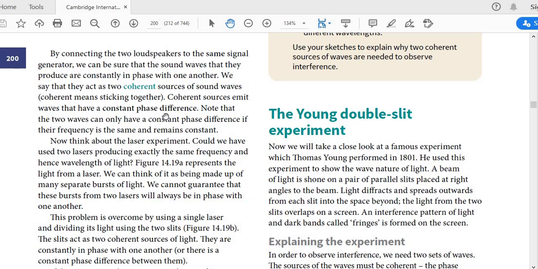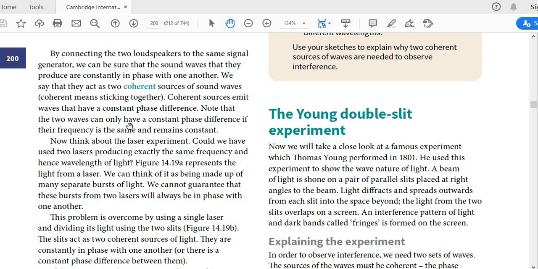Now in the exam they had asked this question. So remember, if it is a coherent source, those waves will have a constant phase difference. That means they will have the same frequency and they will be in phase. Here the phase difference is given in terms of angle. So if the phase difference is constant, obviously the path difference is also constant. It's the same thing, but we are giving it in a different way. Path difference is given in terms of wavelength. Phase difference is given in terms of angle.